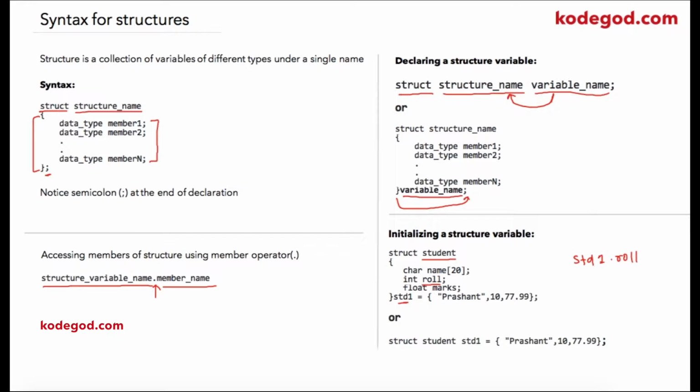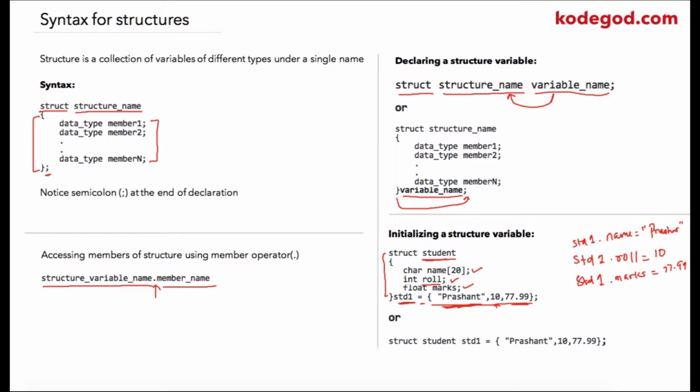Now let us check how we can initialize the structure variable. So there are two ways to do it. Immediately after your structure definition, you can specify your variable name, and using the equal to operator you can initialize the value of that structure variable. So inside of structure student, I have a character array, then an integer and a float variable. So I'm initializing it with a string, an integer, and then finally a float value. So these corresponding values will go inside of std1.name equal to Prashant, then std1.roll equal to 10, and then finally std1.marks equal to 77.99.